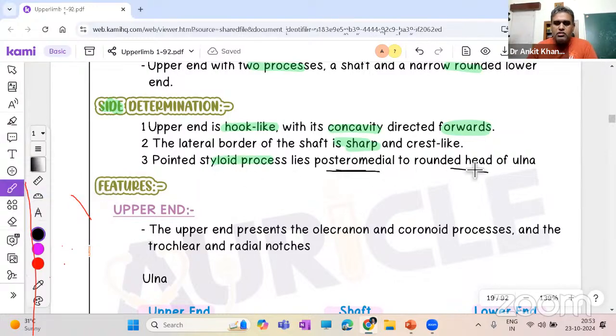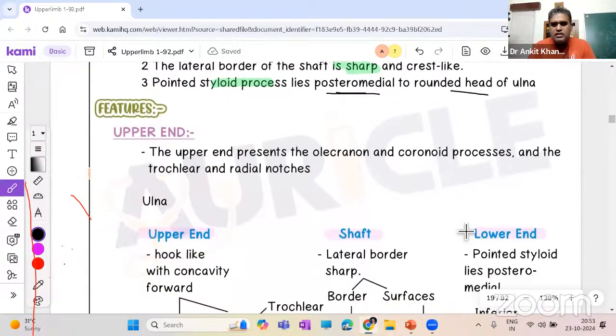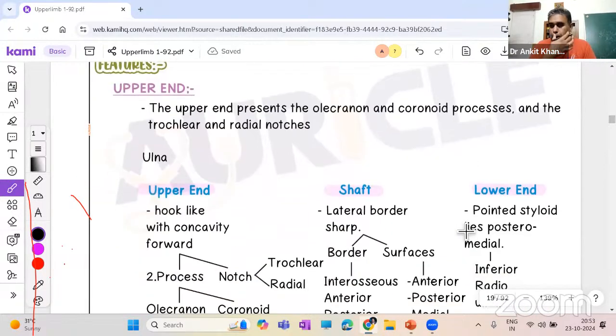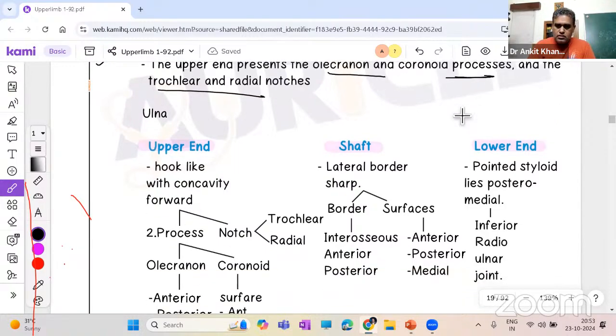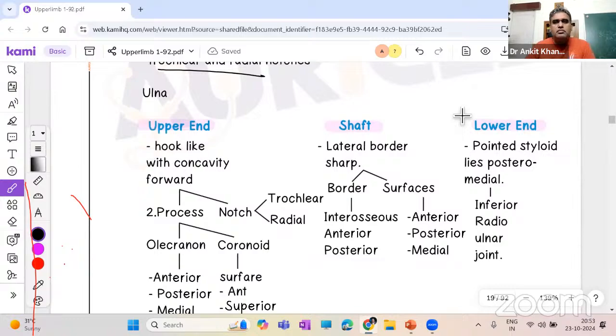Lies posterior medial to the rounded head. Features again olecranon process and coronoid process of upper end and the trochlear and radial notch. So these two notches and two processes we have seen. Then this is a beautifully crafted table over here, or flowchart, showing us the three things: upper end, shaft, and the lower end. These are the three parts of any typical long bone.